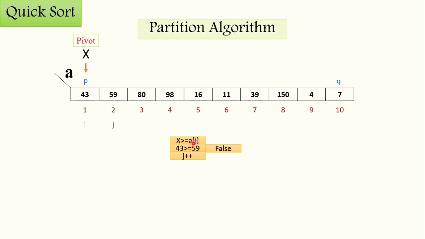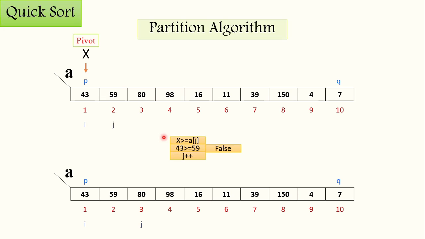X is 43 and J is 2, which means A2 is equal to 59. Is 43 greater than or equal to 59 false or true? It is false, so no need to take any action. J will be incremented by 1, and J will become 3.